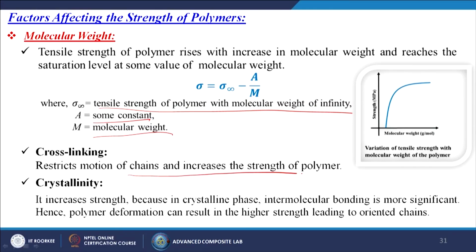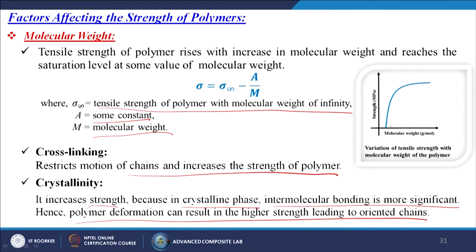Cross linking restricts motions of chain and increases the strength of the polymers. Crystallinity also increases the strength, because in crystalline phases intermolecular bonding is more significant, hence the polymer deformation can result in the higher strength leading to the oriented chains itself. So, here is the variation of the tensile strength with molecular weight of the polymer.